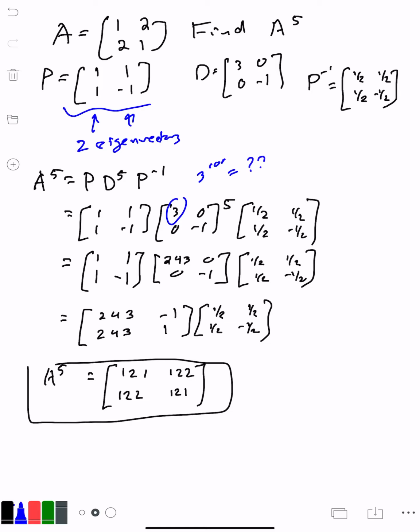So what you can expect on your exam is I will give you a 2x2 matrix like this. Part A is find the eigenvalues and eigenvectors. And then part B is going to be raise it to the 5th power or the 10th power or something like that. And so you're just going to use this method here to do that. Okay, so you can expect a problem just like this on your next test.